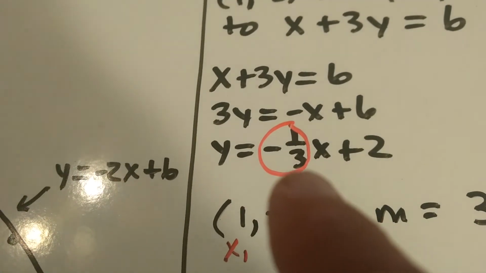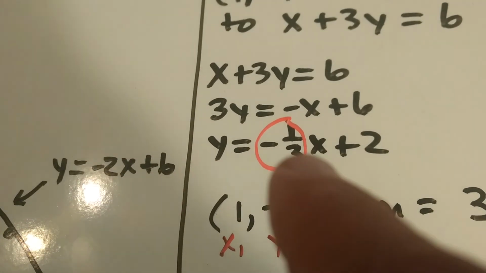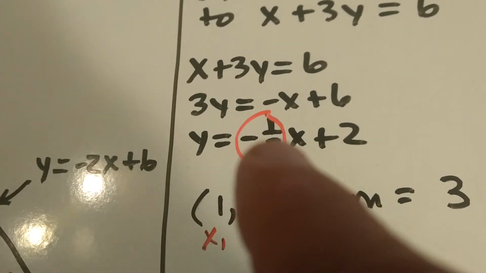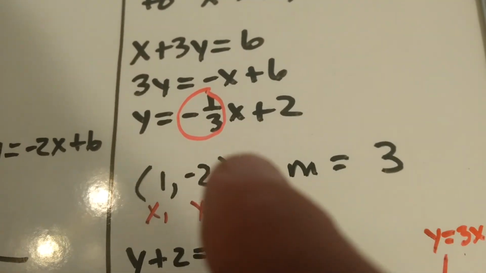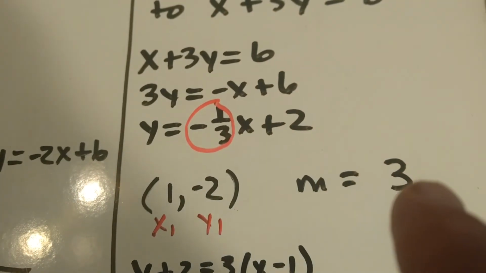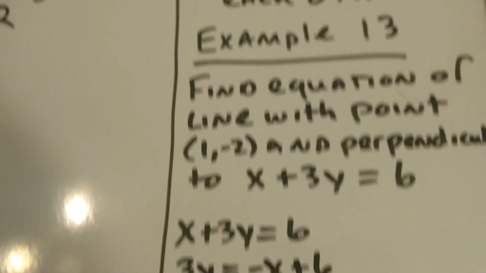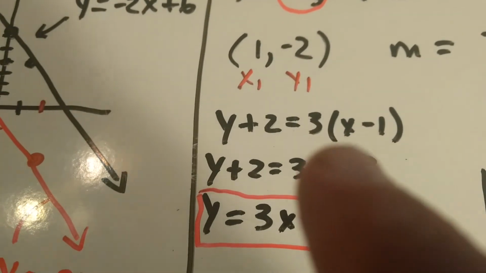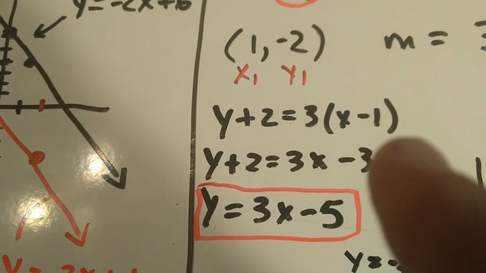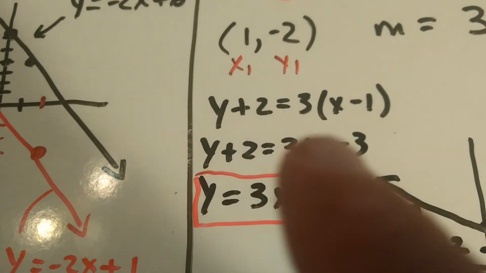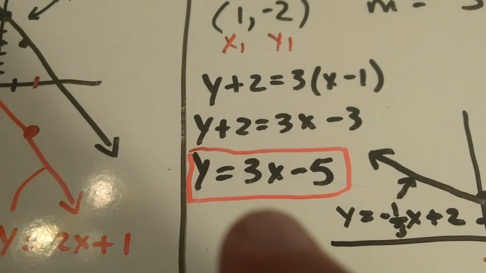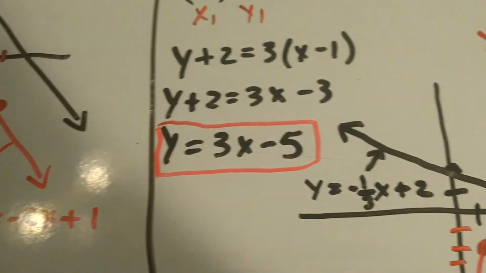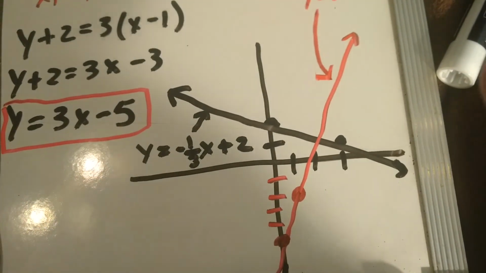Because the slope of the line I have is negative 1/3, and they're perpendicular, that means the slope I'm going to use is going to be positive, reciprocal of 1/3, which is 3. See how when I multiply negative 1/3 times 3, I'm going to get a negative 1, which is what our rule said. Now I'm going to stick 3 in for my slope, negative 2 in for y, 1 in for x, distribute the 3, subtract the 2. I find out that my perpendicular line that I'm trying to find has the equation y equals 3x minus 5, which is the red line that I've drawn right here.